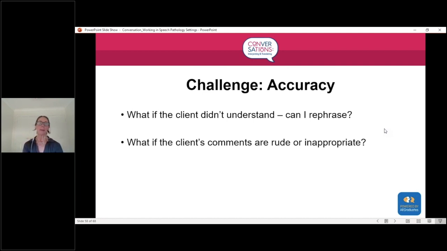But also, it might arise that the speech pathologist has asked the client a question, and the client clearly doesn't understand, even though you've interpreted correctly. The client just doesn't understand. And perhaps in other settings you might just rephrase what you've said or repeat what you've said. In speech pathology settings, it's really important not to do that, because the fact that the person hasn't understood is something that the speech pathologist really needs to know about.